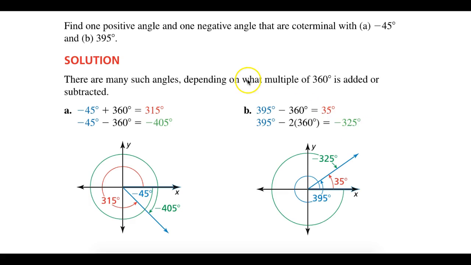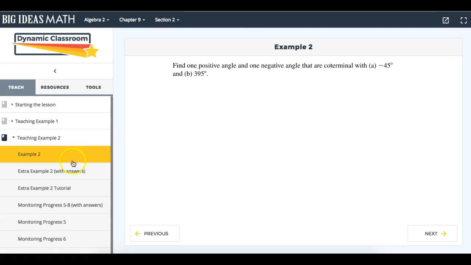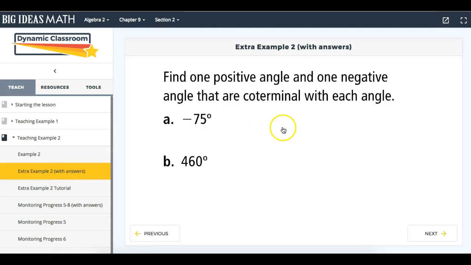Okay? So what I want you to do now is, for each angle here, find one positive angle and one negative angle that's coterminal with each, A and B. So you should have two answers for A and two answers for B. One positive number and one negative number for an angle that's coterminal for each of these. Go ahead and enter that into your text box now.